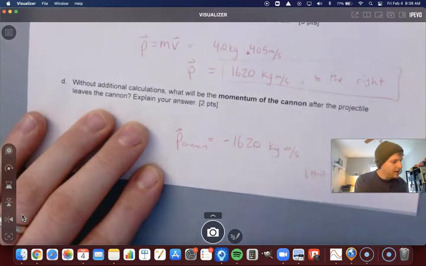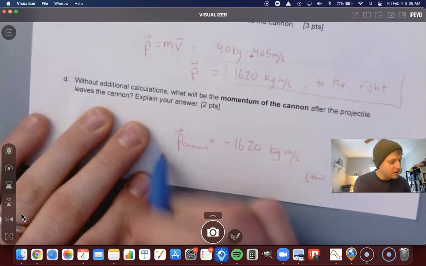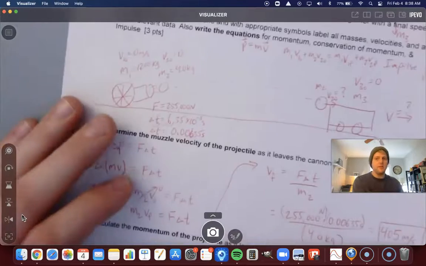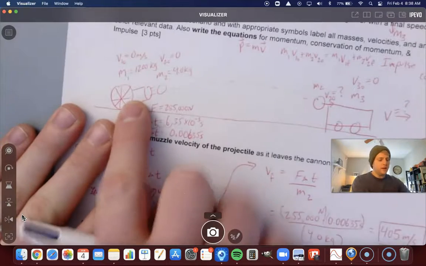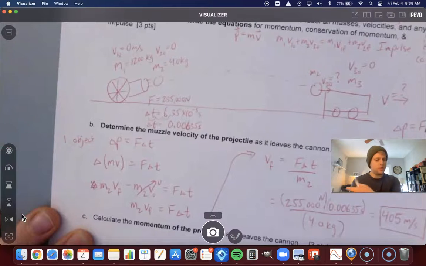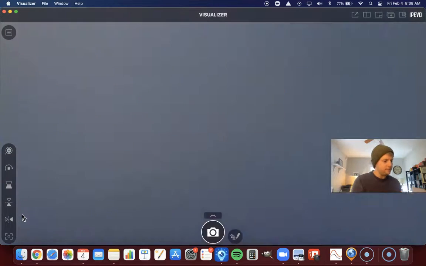Now, I don't want to put it like I did here, negative and then to the left, it's sort of like a double negative, so I'm just going to put this answer in a box. But you can imagine, and maybe you've seen videos of this before, a cannonball being launched one direction, the cannon recoiling in the other direction. That's what's going on here. It's a conservation of momentum situation. Let's move to the back side.